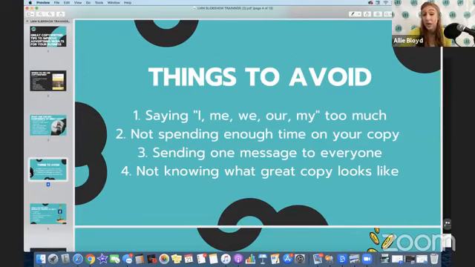Things that you want to avoid in your ad copy is saying I, me, we, our, or my too much. And again, depending on the type of ad that you're running, maybe it is a story and you're telling it in first person. Well, that's totally fine. Ultimately, storytelling is one of those exceptions where you can focus on you if the story is about you, but it needs to tie directly into the audience and that transformation that you're providing them at the end.